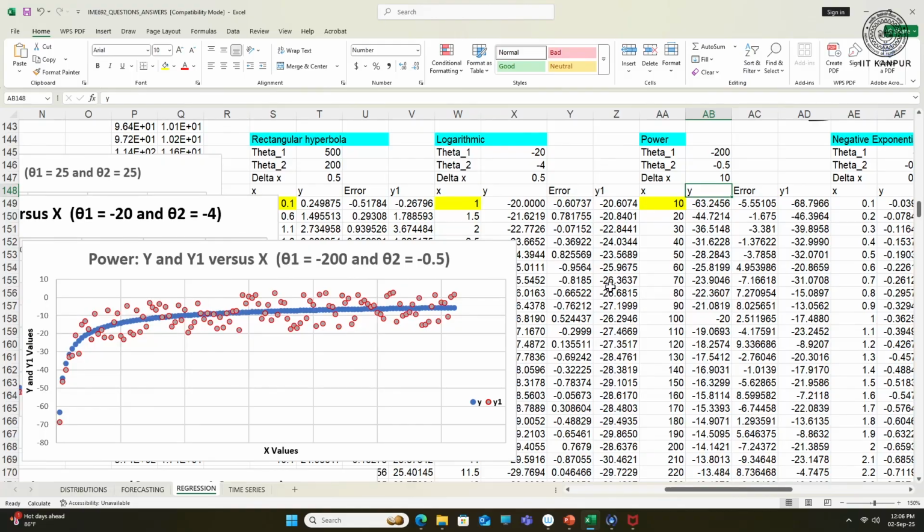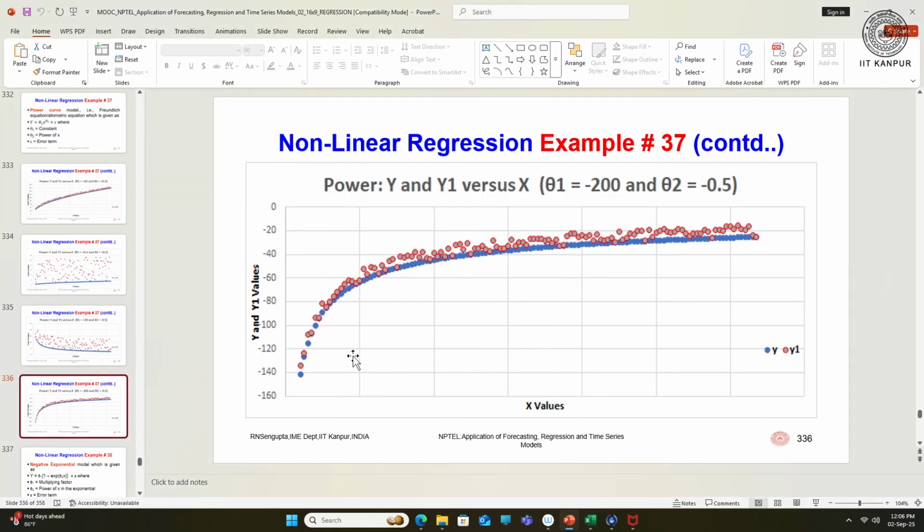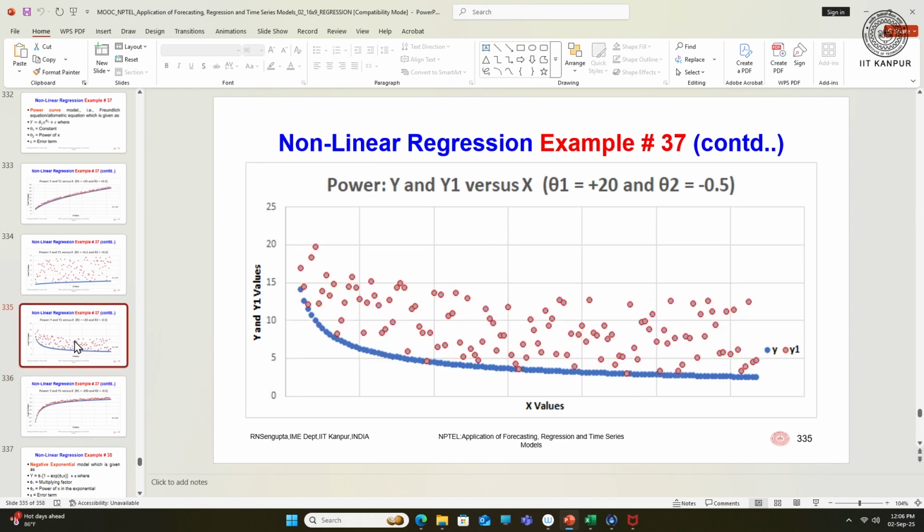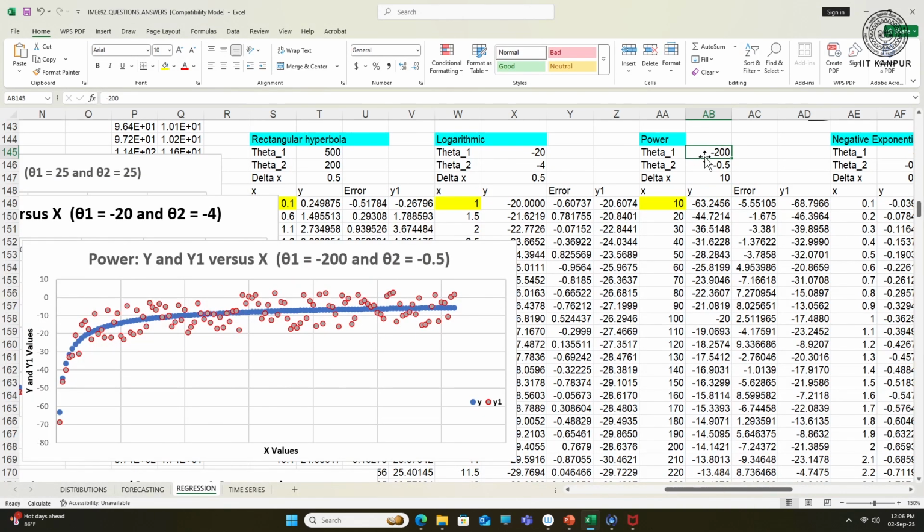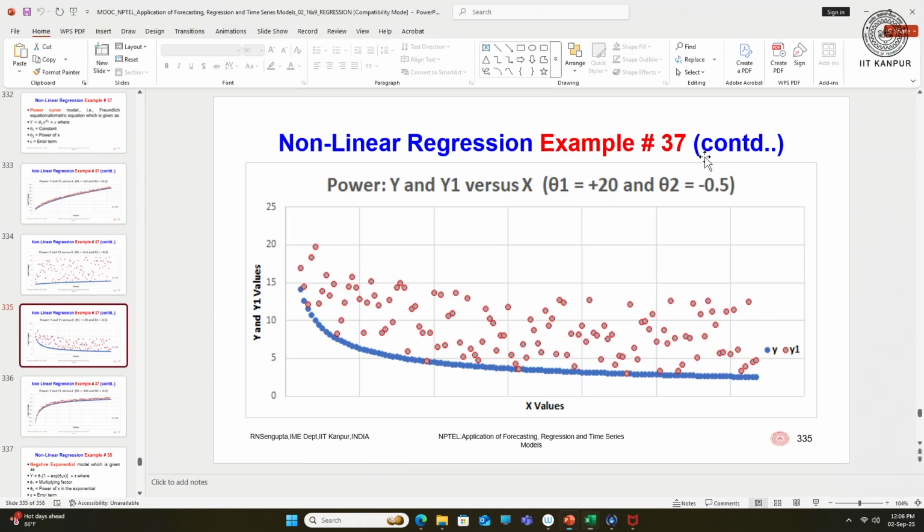Similarly, if I do it for the case of seed value of x as 10 and delta as 10, let us go back to the other starting value of theta 1 as 20 and theta 2 as minus 0.5. So, theta 1 as 20, so it was plus 20.